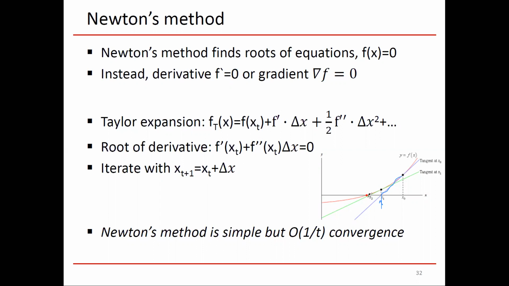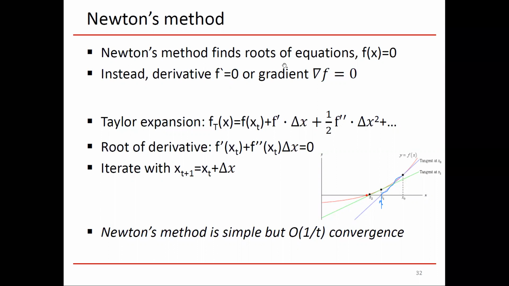So Newton's method is quite simple, but the problem is that the convergence is on the order of 1 over t. What do I mean by that? If you run t iterations, then the error, how far you are from the true x star, is typically going to be on the order of 1 over t. So in order to get somewhat close to x star, you don't need too many iterations, but in order to get very close, you need a great many of these iterations. So Newton's method is slow.